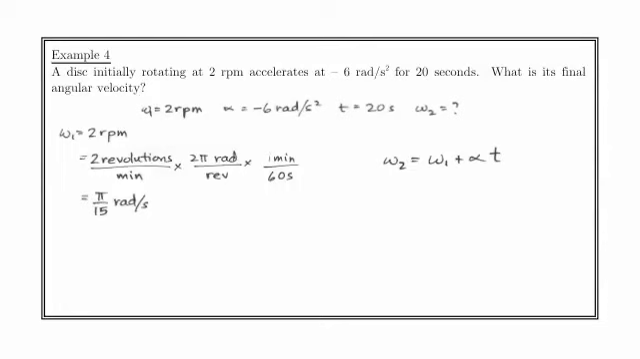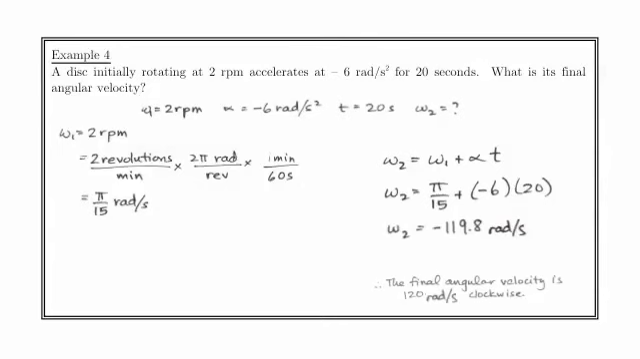So we can now turn to this equation, omega 2 equals omega 1 plus alpha t. Sub in our variables, and we end up with a negative omega 2. And of course what that means is that because it was initially rotating at 2 RPMs in a counterclockwise fashion, now we have a negative angular velocity, which means it's simply rotating the other way. So it's rotating clockwise. The final angular velocity is 120 radians per second clockwise.